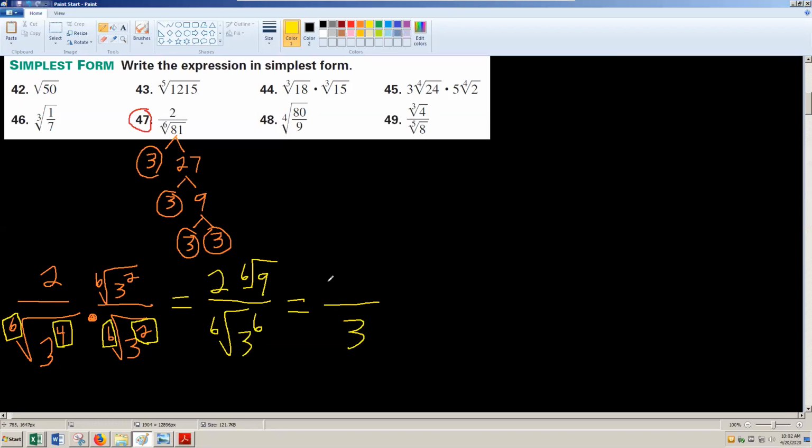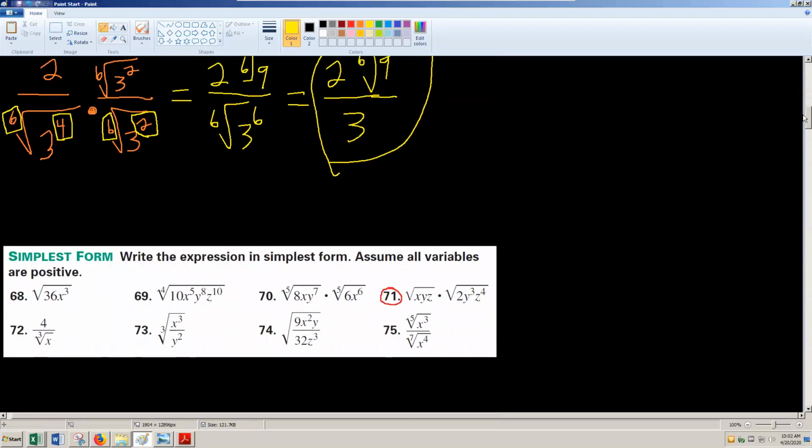So on top here, then I get 2 times the 6th root of 9, and I am done. Please do not cancel this 3 here with this 9 here, right? This is a 6th root of 9. This is just a 3 on its own. So these things do not cancel off. Any questions on 47?